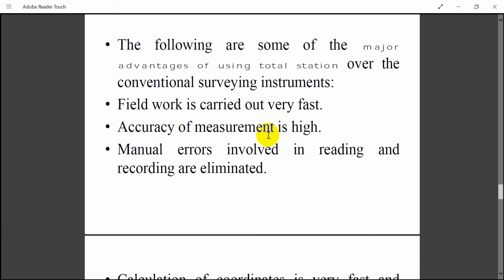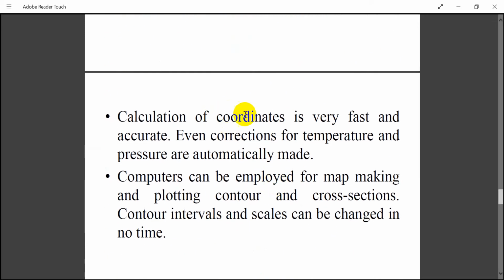Advantages. The following are some of the major advantages: field work is carried out very fast, accuracy of the measurement is high, and manual errors involved in reading and recording are eliminated. What are the manual errors? We discussed them in chain, theodolite, tacheometry, and plane table: equipmental errors, manual errors, atmospheric errors. Calculation of the coordinates is very fast and accurate. Even corrections for temperature and pressure are automatically made.